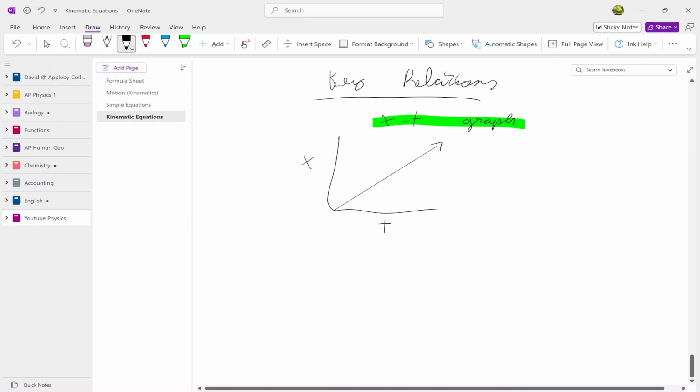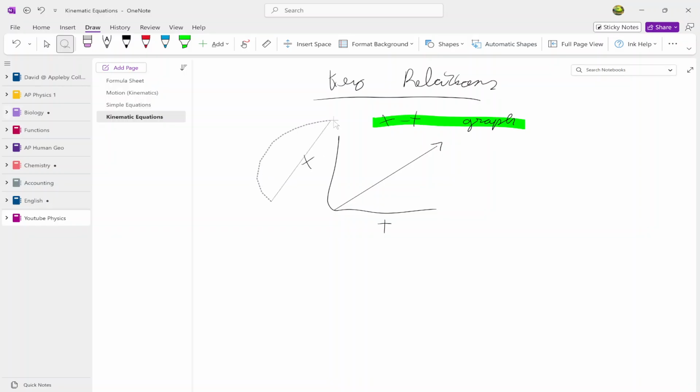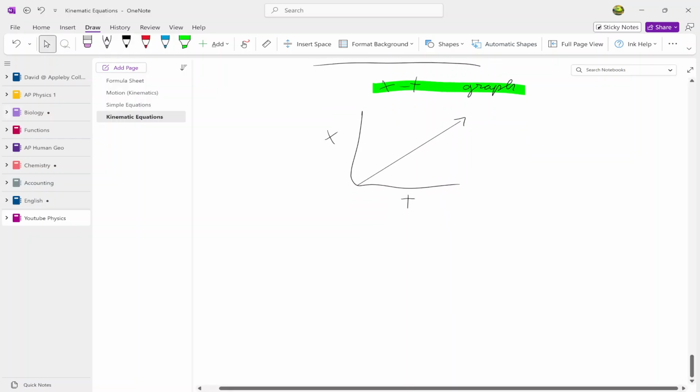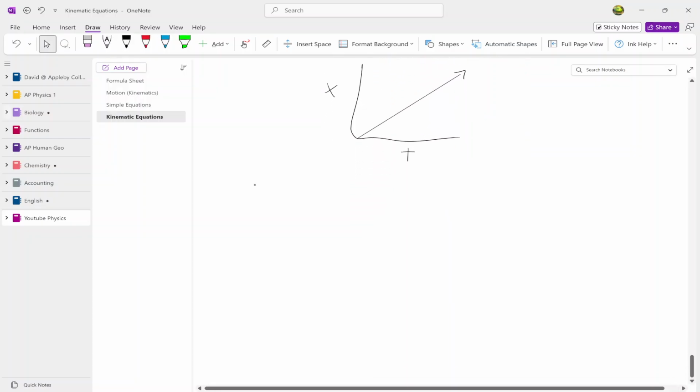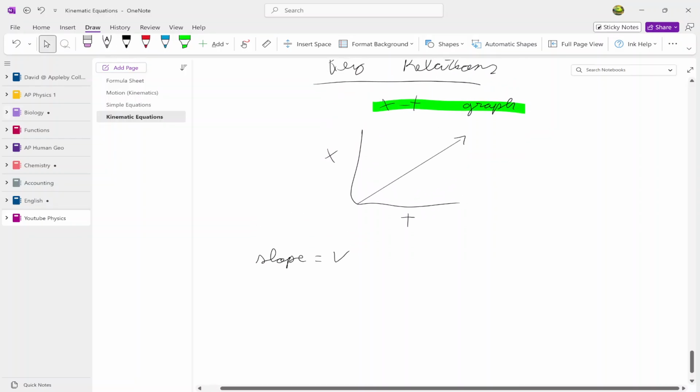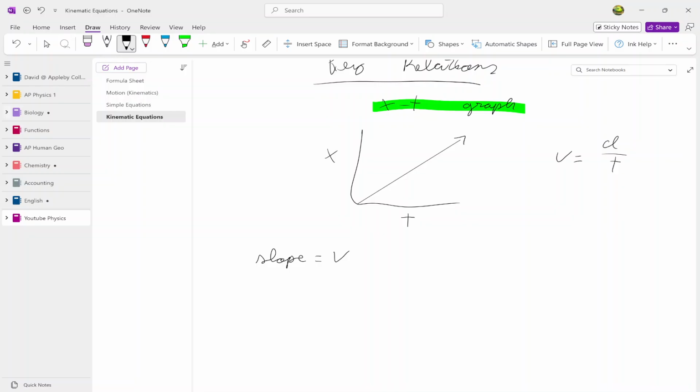There you go. That's a simple one. Okay. So what can we tell from this graph? This is the important part. So the slope will equal velocity, because remember, velocity equals distance divided by time. And the x just equals distance, right?